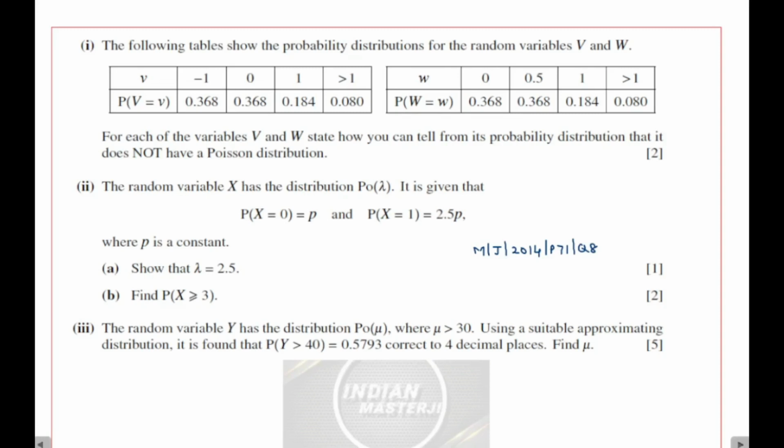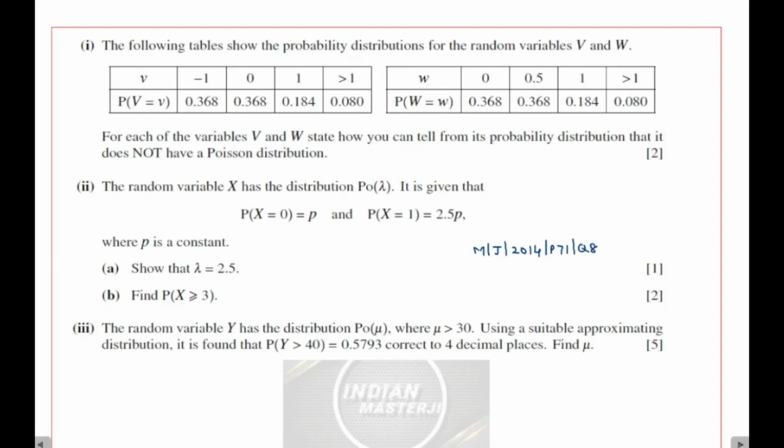So let's begin with today's question. This question is from May-June 2014, paper variant 71, question number 8. Let's see what the question says. The first part says that the following table shows probability distributions for the random variables V and W. So they have given some table here for random variables V and W.